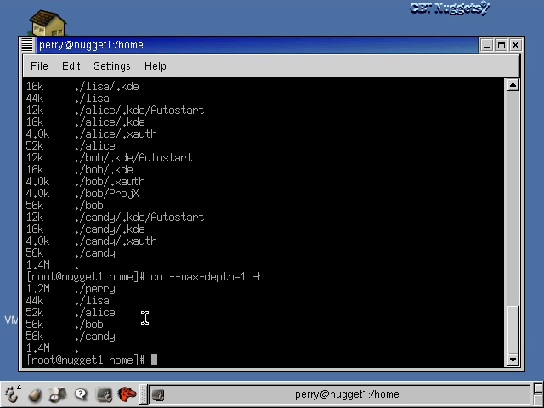So this still goes in and counts all the subdirectories of Perry and Lisa and Alice, but it just displays the top level of those so I can get at least a rough idea of what's going on in the system. So using df and du, you can get a good idea on what's being used, how much is left, and where the use is coming from.